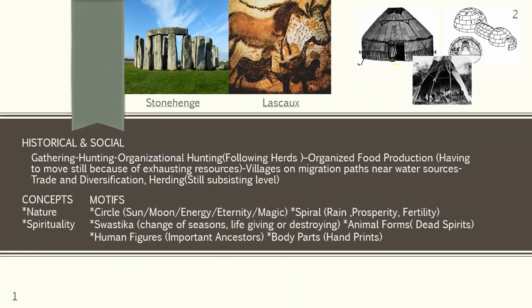So we have historical and social aspects. We have originally, at the times of Stonehenge and the Slough Caves, gathering and hunting, organizational. We have hunting following herds, organized food production, such as having to move because of exhausting a resource. We have villages on migration paths near water sources, trade and diversification, and herding, still at a subsisting level.